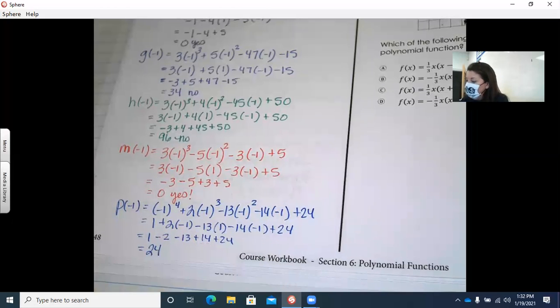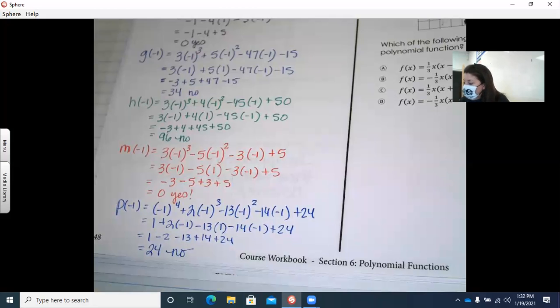So is negative 1 a 0 of function P? No. So we do not check that box. Julio? Anyone have a question? All right, I'm going to have to move on to the next page. If you missed something, it's going to be a video.